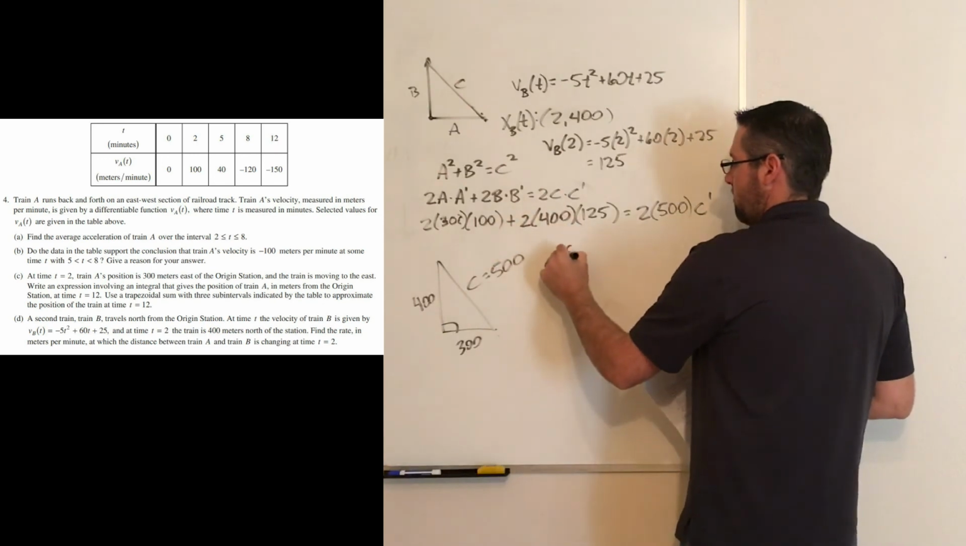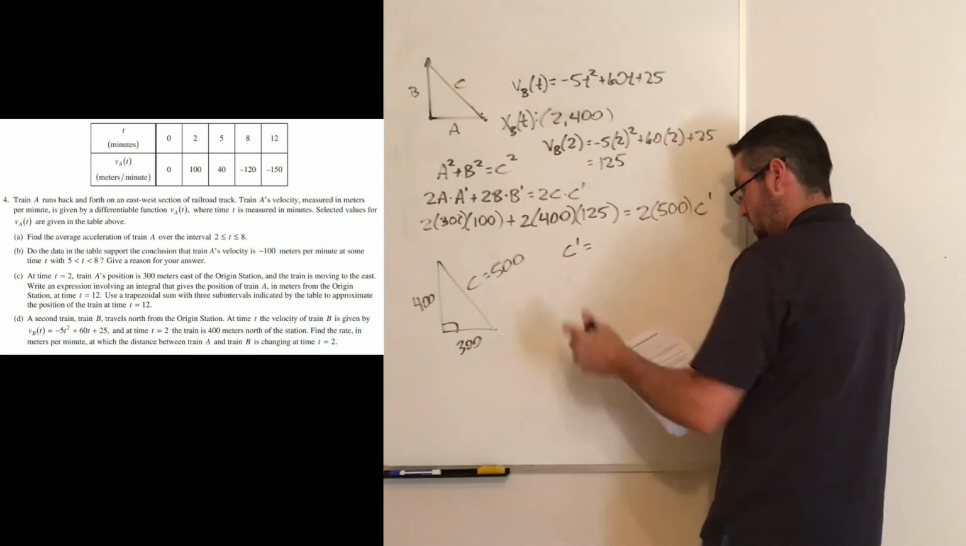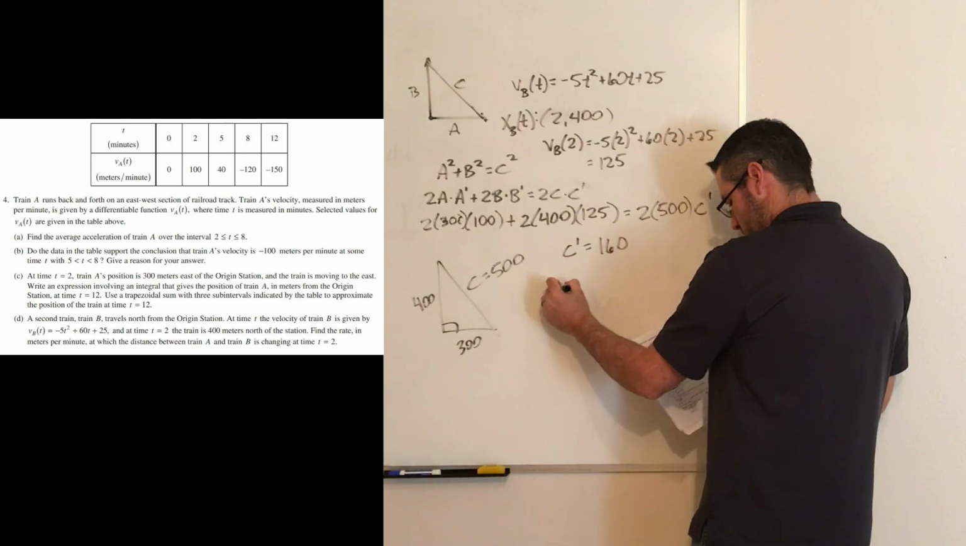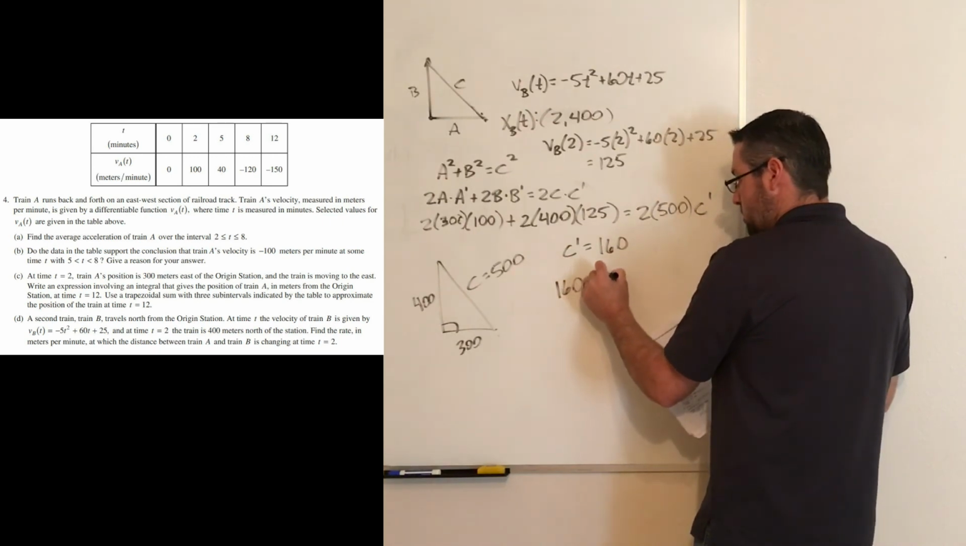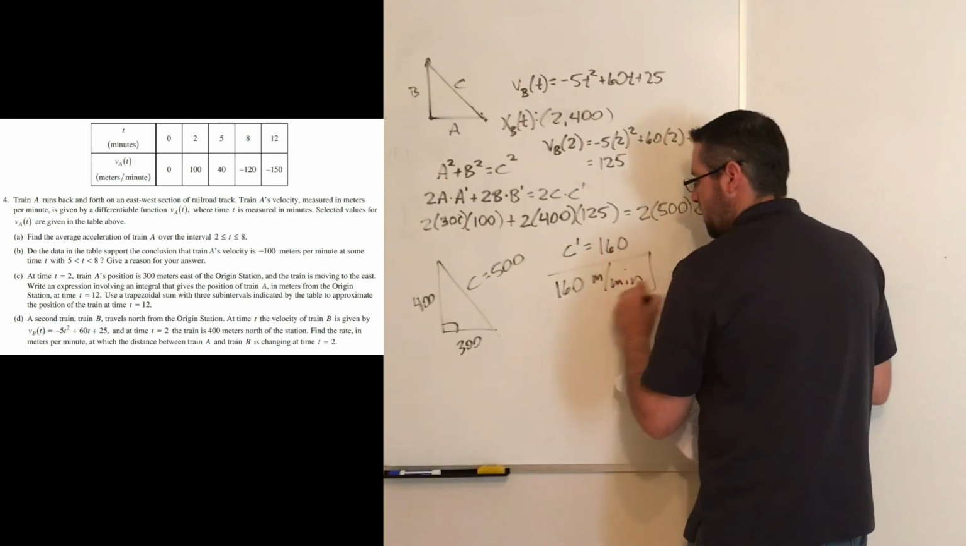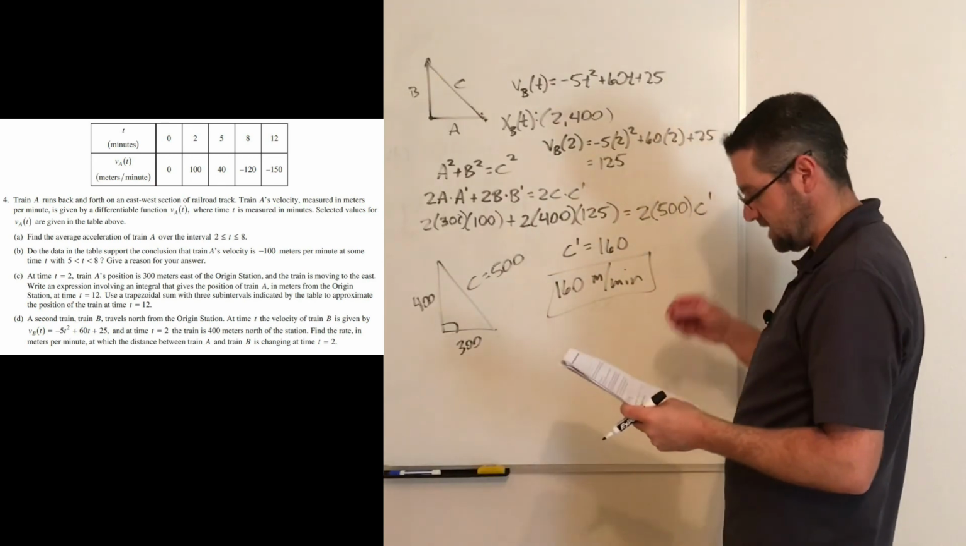And then solving all of that, I'm not going to dwell on that. c prime is 160. And so our final answer is 160 meters per minute. So they are moving away from each other at that rate at t equals 2.